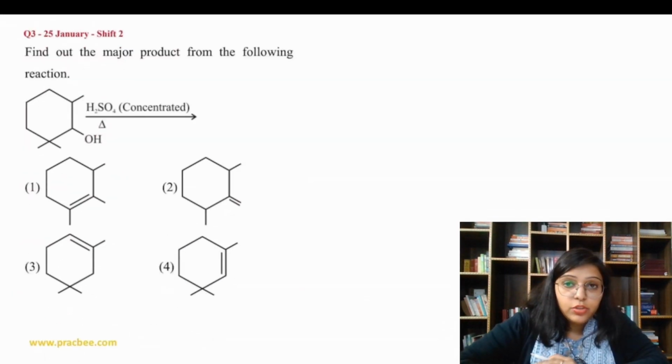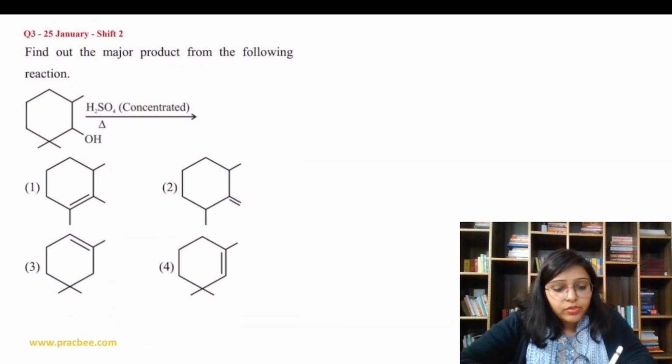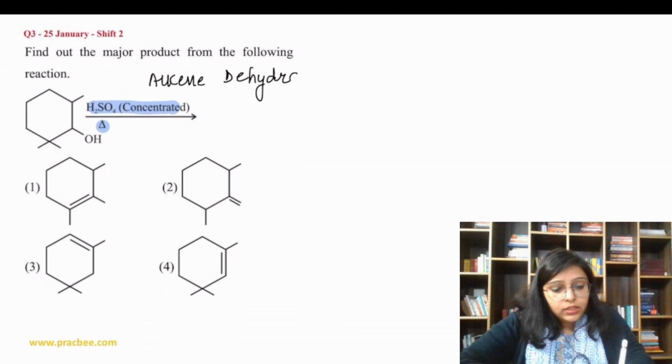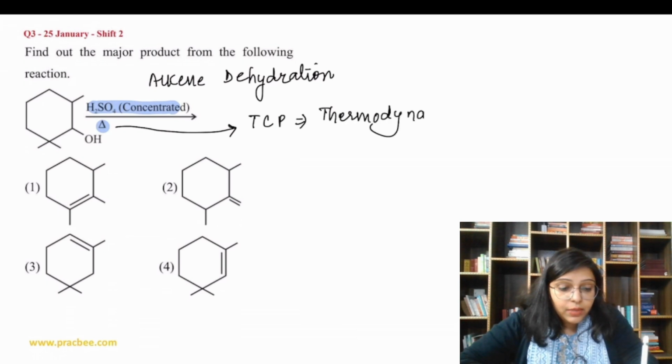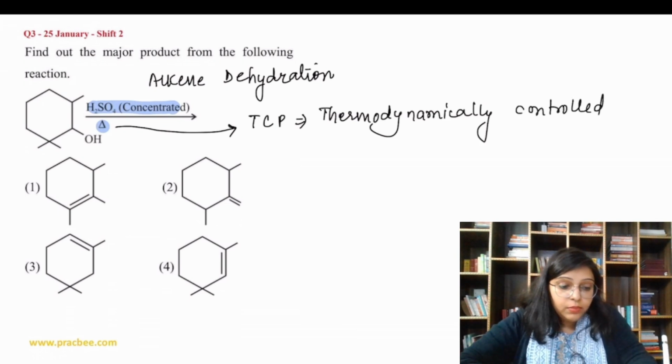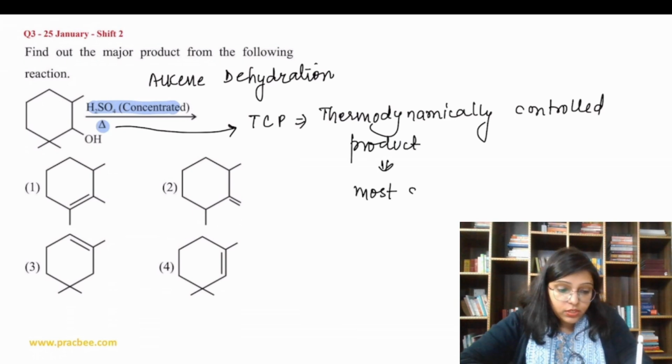Clear? Now let's do the next question. Find out the major product from the following reaction. So concentrated H2SO4 and heat means we are going to form an alkene, and this is a dehydration reaction. Now if heat is also given, or the temperature is too high, we have to form the thermodynamically controlled product. It means the most stable product.